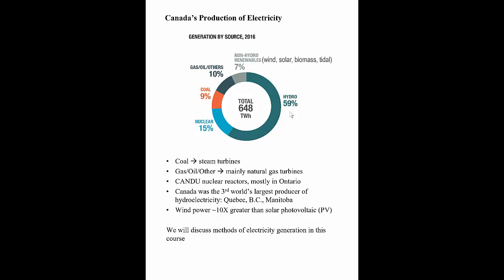There's hydroelectricity, and a lot of it generated in BC, Manitoba, and Alberta as well. And of course, we do have some non-hydro renewables: wind, solar, and biomass, so that'd be like burning wood, burning trees, and tidal. We do have a tidal power plant on the east coast of Canada. I would point out that wind is the biggest by far. Wind produces about 10 times more electricity in Canada than solar photovoltaic.